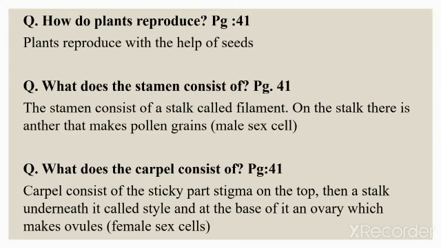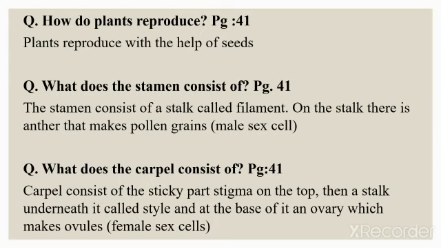What does the carpel consist of? This question is again on page number 41. Carpel consists of the sticky part, stigma, on the top, then a stalk underneath it called style, and at the base of it is an ovary which makes ovules, the female sex cell.